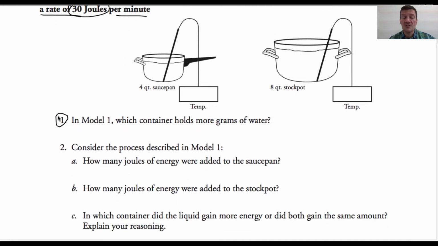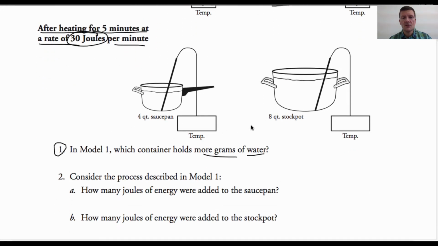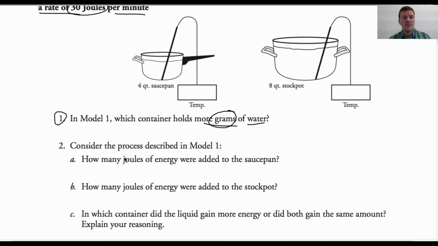Let's answer some questions. In Model 1, which container holds more grams of water? Well, more grams of water would be the one that is the 8 quart stock pot. Okay? So the larger one is going to hold more grams of water. Consider the process described in Model 1. How many joules of energy were added to the saucepan?